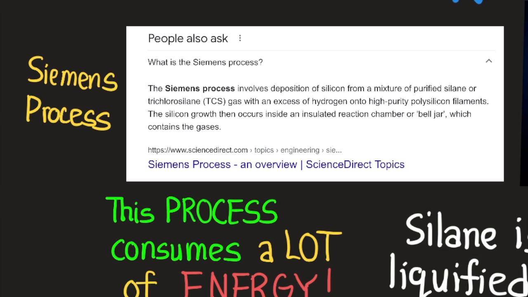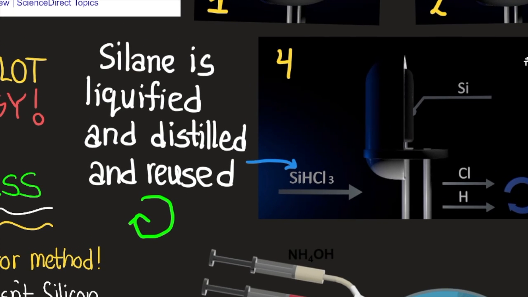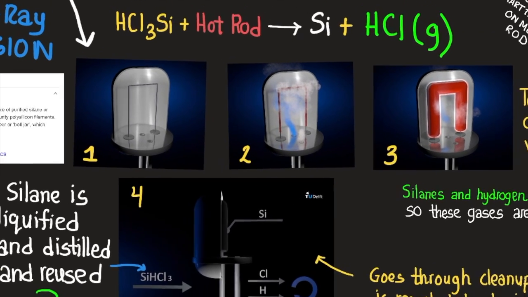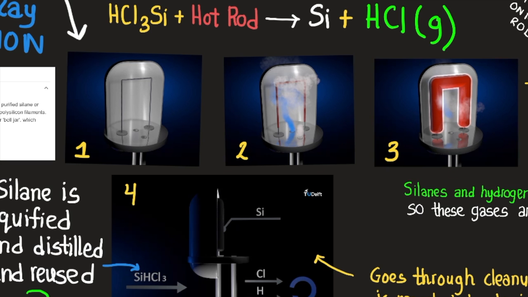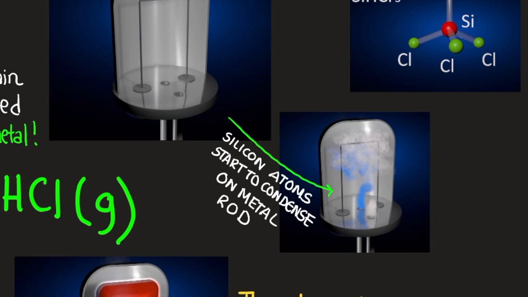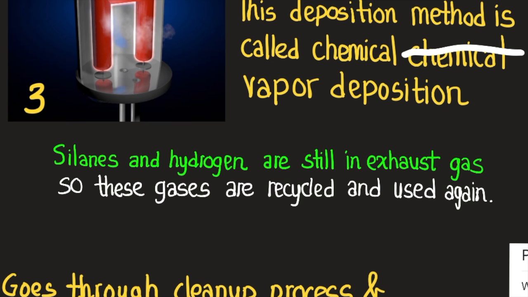The silicon growth then occurs inside an insulated reaction chamber or bell jar, which contains the gases. This is called the Siemens process, and this process consumes a lot of energy. Silane is liquefied and distilled and then reused. We need to reuse everything because everything is made out of molecules, and molecules can be reused essentially. So step 1, step 2, step 3, and step 4 from this side. Silicon atoms start to condense on the metal rod, and that's what creates the purified silicon crystals that we need. This deposition method is called chemical vapor deposition. Silanes and hydrogen are still an exhaust gas, so these gases are recycled and used again.